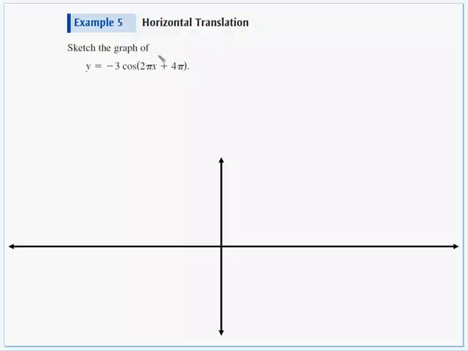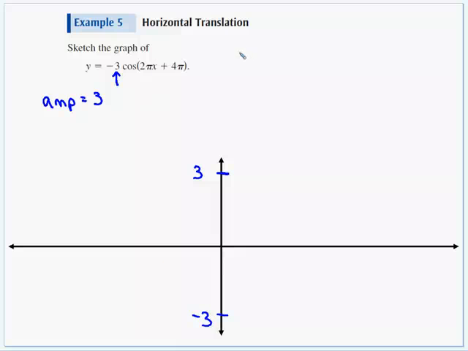Now let's take a look at another one here. Now we have sketched the graph of negative 3 cos of the quantity 2 pi x plus 4 pi. Wow, this one's a little more complicated than the last one, but we should be able to handle it. And let's see what we got here. In front of the cosine function is our amplitude, and remember the absolute value of that. So our amplitude is 3. So we know the top of our hills will go to 3, the bottom of our valleys will go to negative 3.